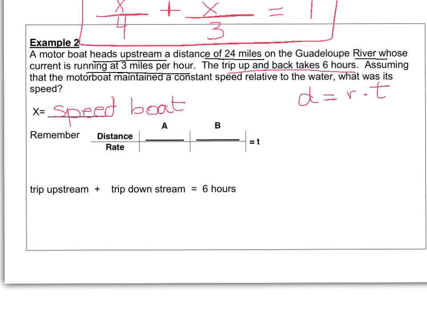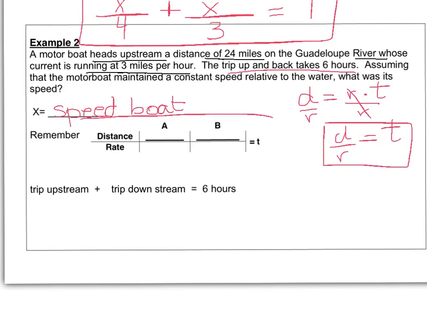Now, in this problem, we can rearrange this in order to find time. So if we divide by r, you're going to see that time is equal to distance over speed. So this is going to be the equation that we're going to be using here. Time equals distance divided by speed. Every time you want to do something like this, it's very important to set up a table for yourself to help you solve the problem.